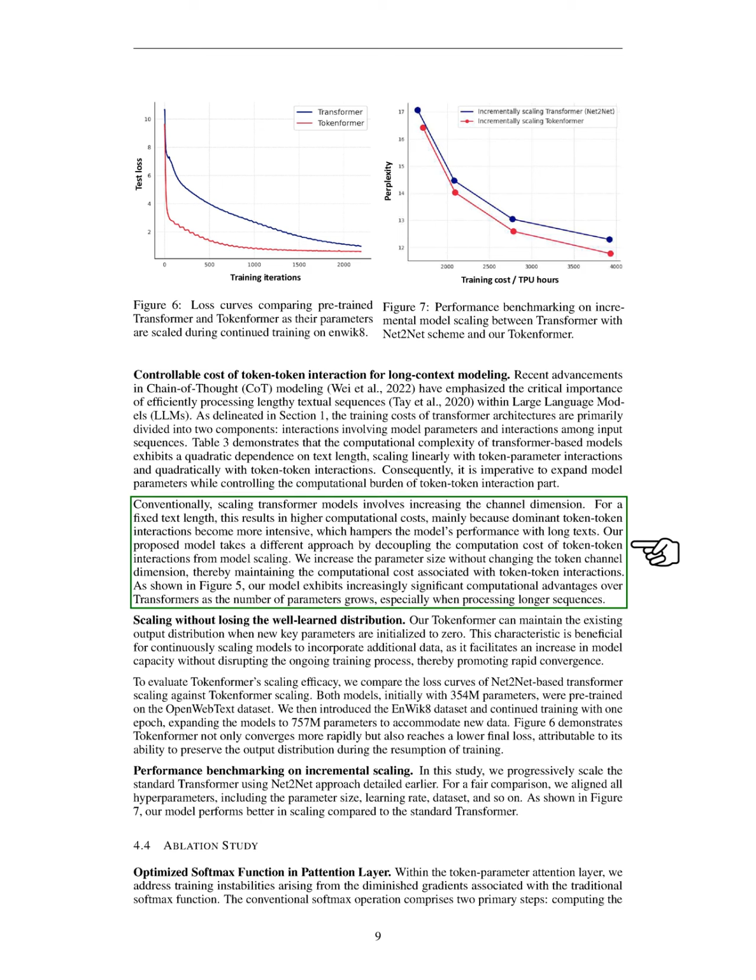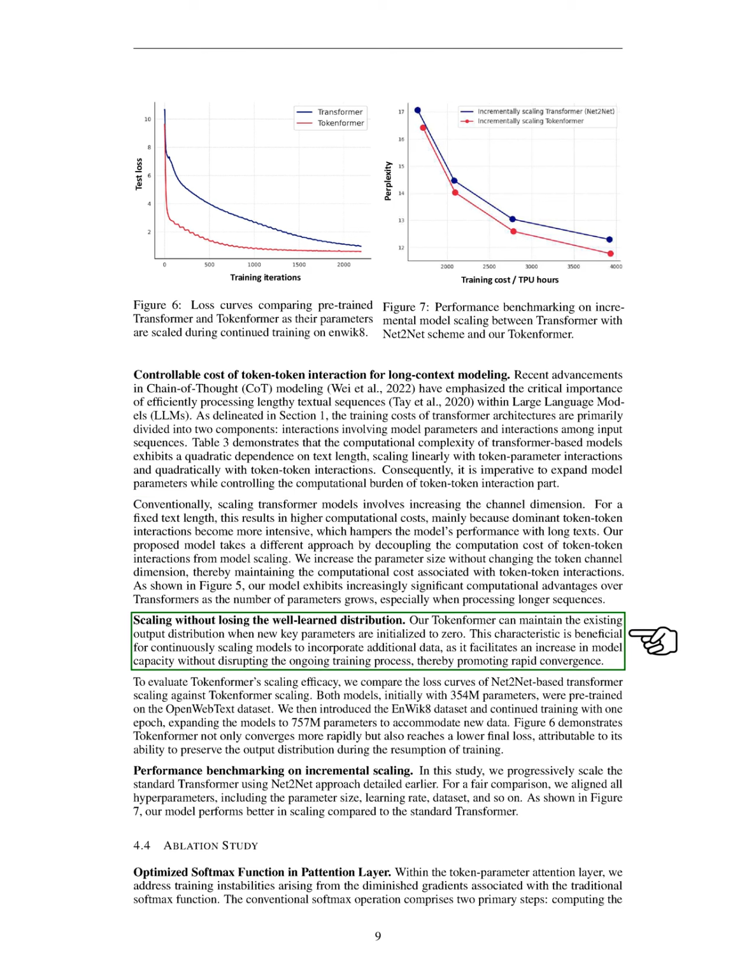Our model addresses this by decoupling the computation cost of token interactions from model scaling, allowing us to increase parameter size without raising the cost associated with token interactions. Our results show that Tokenformer offers significant computational advantages over traditional transformers, especially with longer sequences.